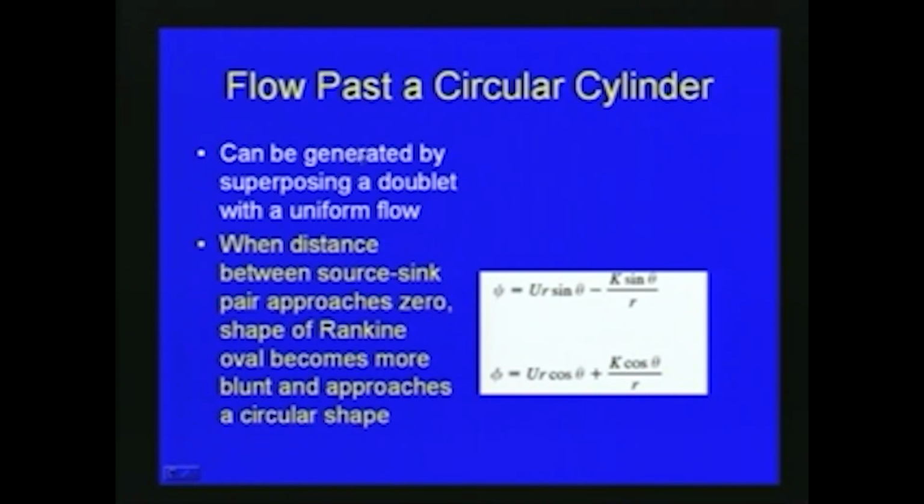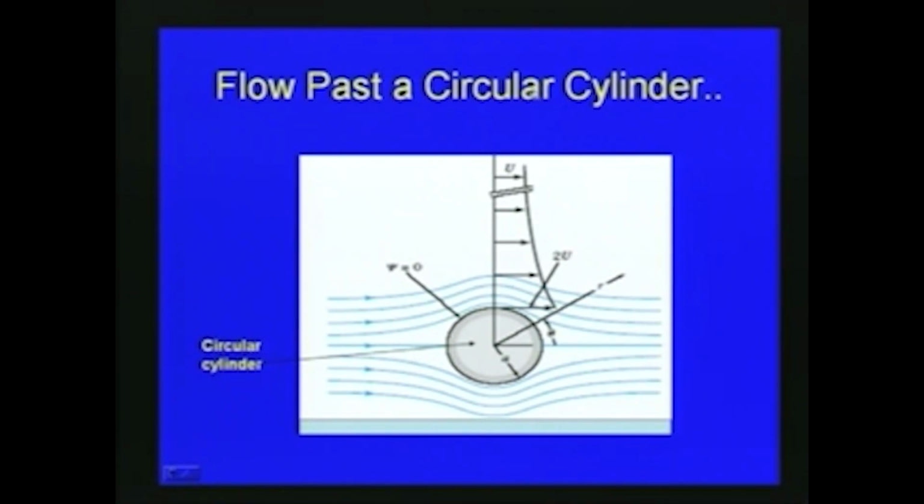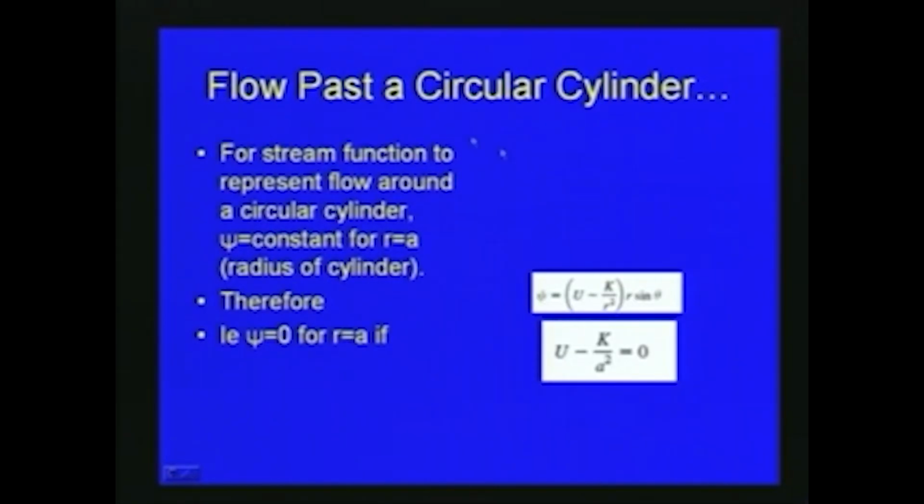With respect to the definition of the doublet and uniform flow, we can define for a flow past a circular cylinder the stream function as psi equals u r sin theta minus k sin theta by r, and the velocity potential as phi equals u r cos theta plus k cos theta by r. Here this figure shows the flow past a circular cylinder. This is a combination of the uniform flow coming in and a doublet as defined earlier. That gives the flow past a circular cylinder, and next we will define all other properties for flow past a circular cylinder.